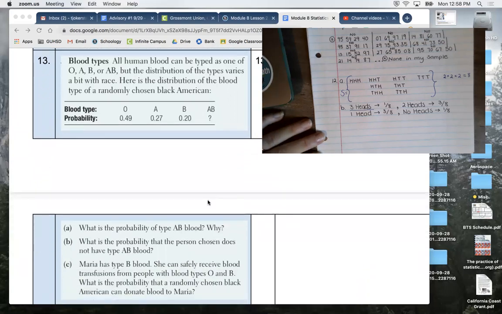Okay. In number 13 here, we're talking about blood types. It says, what is the probability of having an AB blood type? Because look, there's a question mark in here.